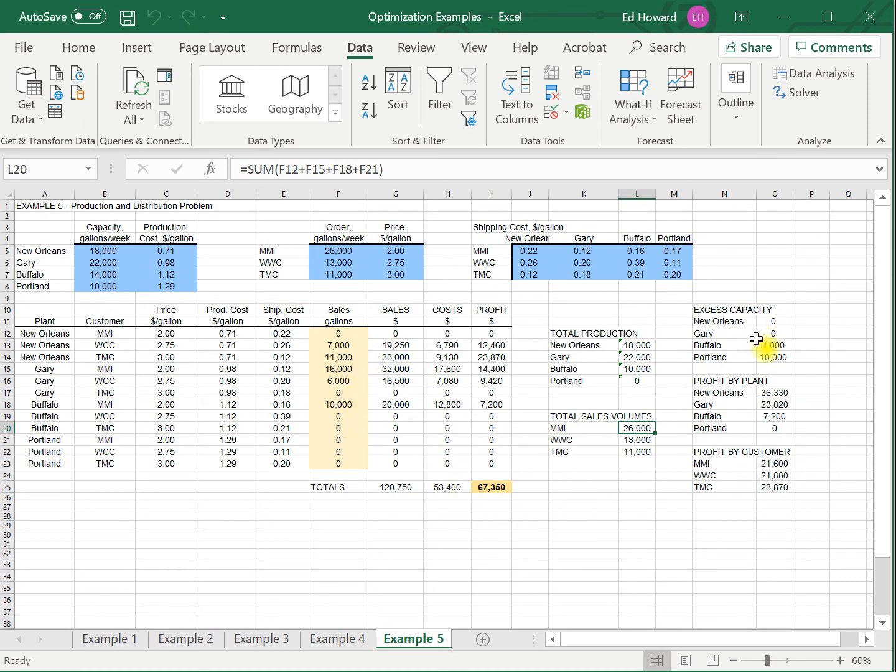You also see that New Orleans and Gary are operating at their total capacity. Buffalo has some capacity left. In Portland, we actually haven't made anything because of its high costs. So there's the profit by plant and the profit by customer.